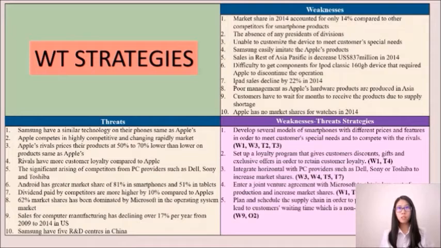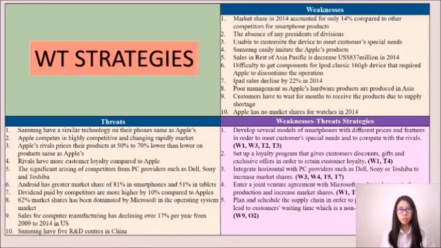Now I will proceed to the last part of SWOT analysis, which is WT strategies. WT strategies are defensive tactics directed to reducing internal weaknesses and external threats. Firstly, we recommend Apple to develop several models of smartphone with different prices and features in order to meet customers' special needs and to compete with the rival. This is referring to W1, W3, T2, and T3.